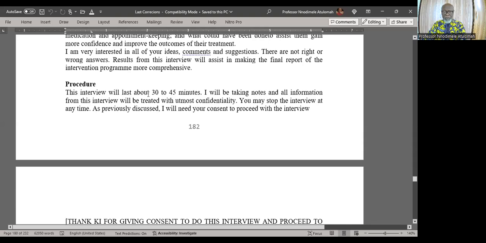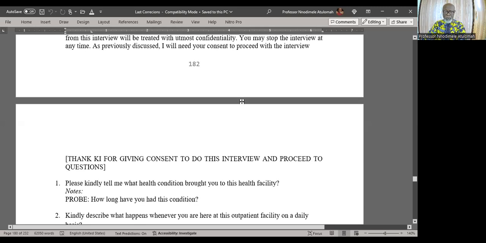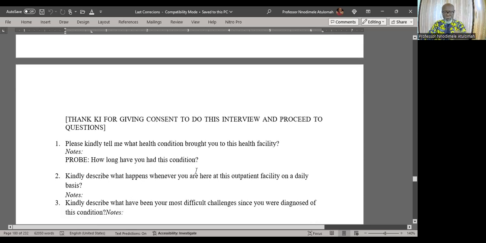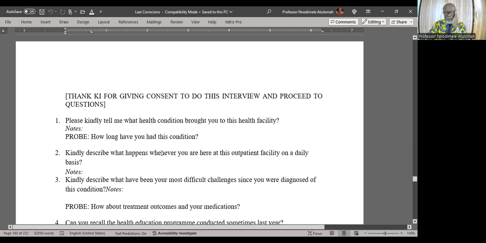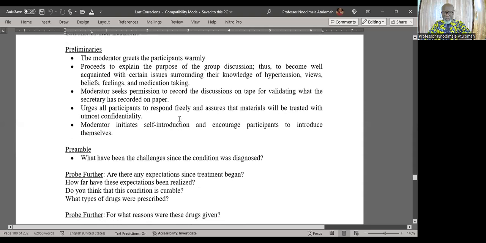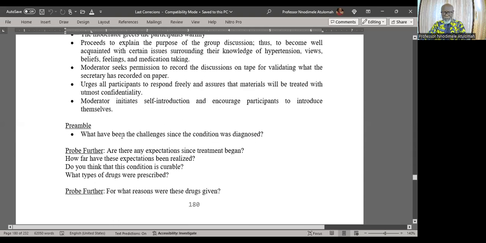This interview will last about 30 to 45 minutes. All right, I will be taking notes. You just explain the procedure to the person. Now, after that, the bracket here says, thank the key informant for giving consent to do this interview. Because when you take this guide and give it to anybody, you will do it exactly as everybody will do it to get the same result. Right, so the first question comes. Please kindly tell me what health condition brought you to this health center. You see how that particular question falls in line with this question here. What have been the challenges since the condition was diagnosed?